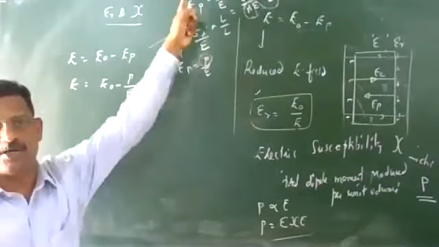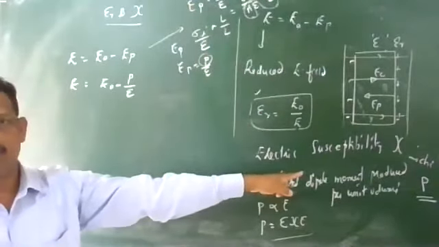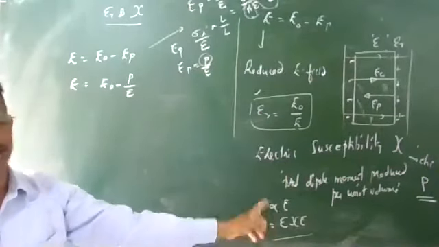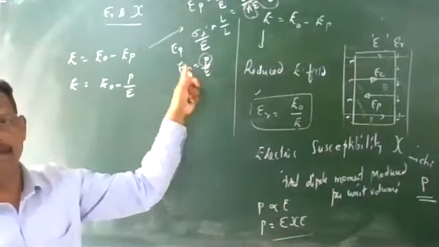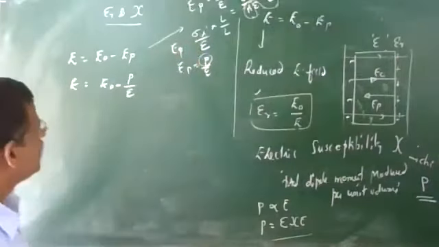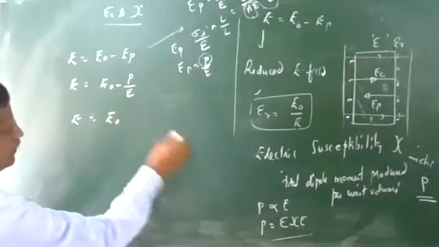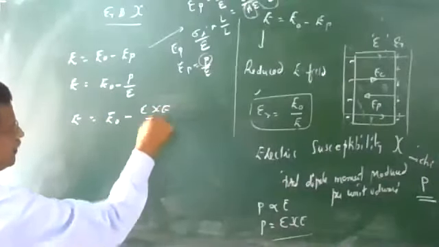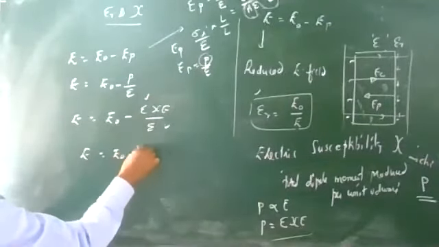This derivation is not required. You have to remember that P is the total dipole developed per unit volume. It is called the dipole moment vector. It produces the polarized electric field, and EP is calculated by P by epsilon. So this equation will be used. E equal to E naught minus EP. We can put that value here: P equals epsilon chi E, so P divided by epsilon, epsilon cancels. E equals E naught minus chi E.